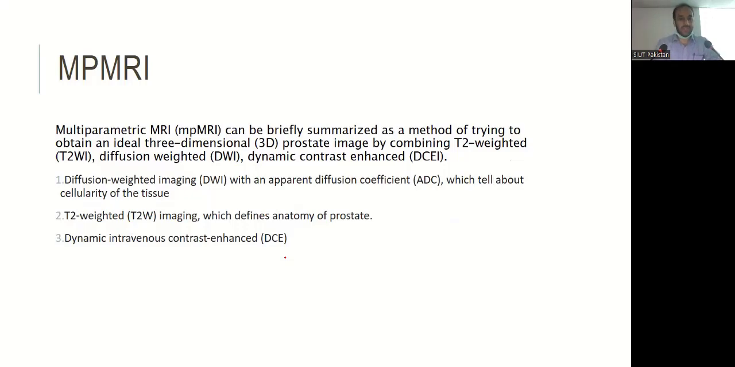Multi-parametric MRI can be briefly summarized as a method of trying to obtain an ideal three-dimensional prostate image by combining T2 weighted imaging, diffusion weighted imaging, and dynamic contrast enhanced imaging. The first is diffusion weighted imaging with an apparent diffusion coefficient, which tells about the cellularity of the tissue. Then T2 weighted imaging, which defines the anatomy of the prostate, and dynamic intravenous contrast enhanced imaging.